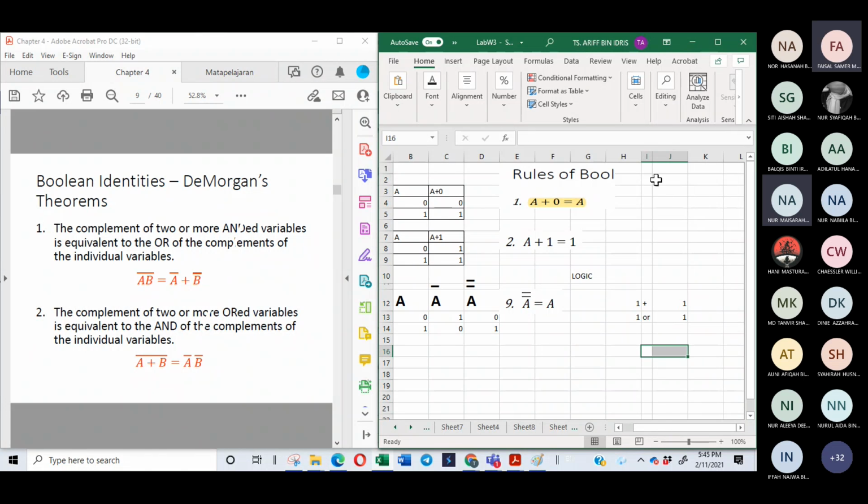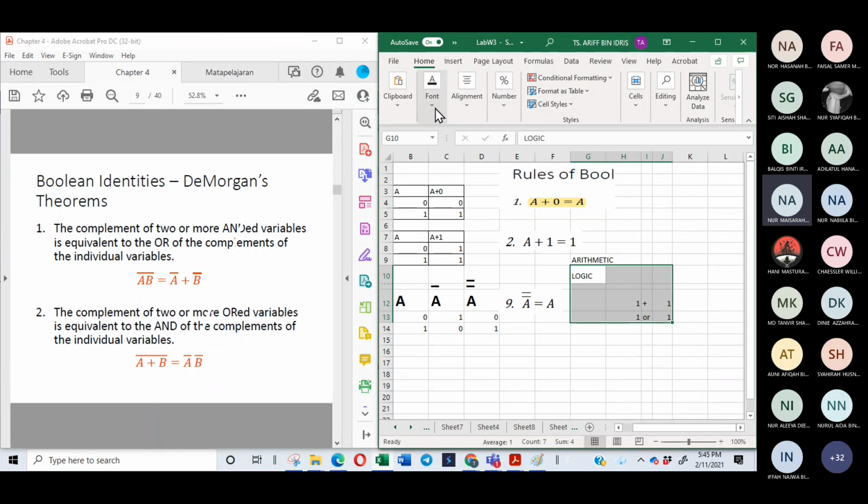Okay, Faisal, is it answering your question? So this is different from the one that you did last week. The one that you did last week is arithmetic. It depends on the question. If the question asks you about arithmetic, it is different from logic. The one that we are learning today is a logic operation. Is it clear, Faisal? Yes. Okay, thank you.